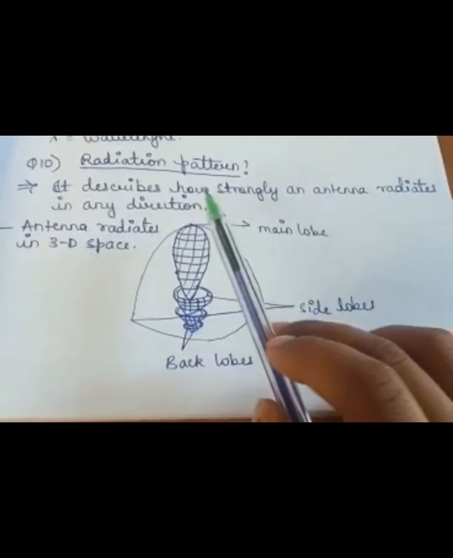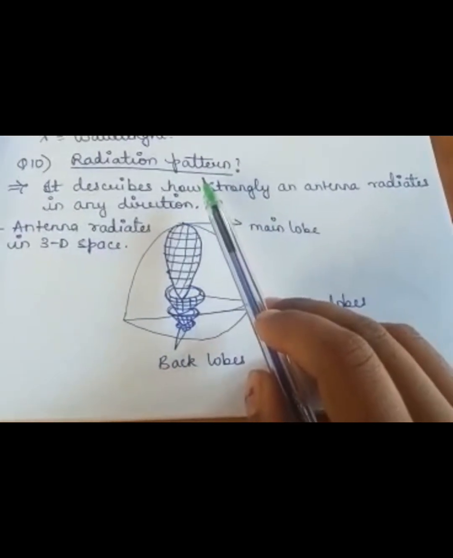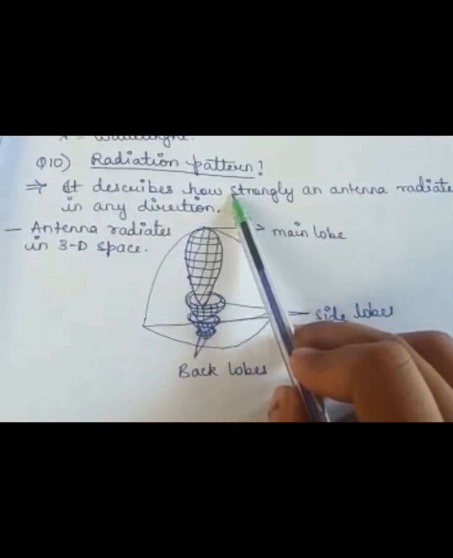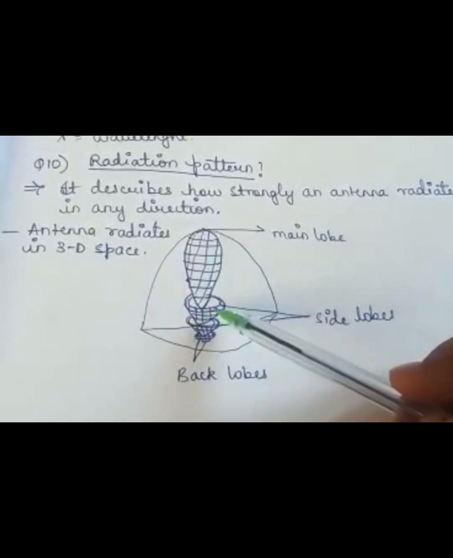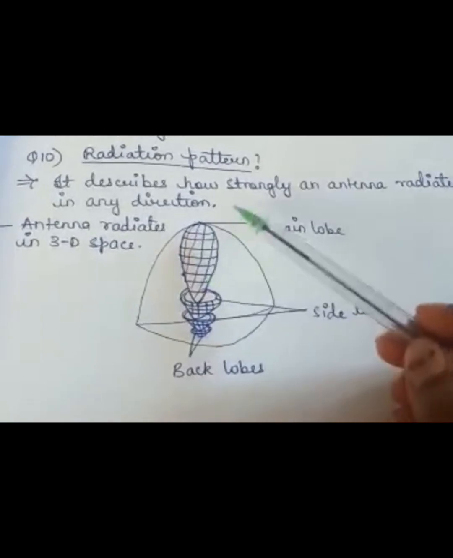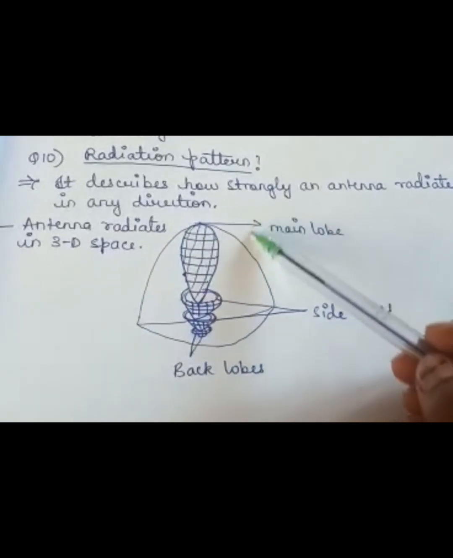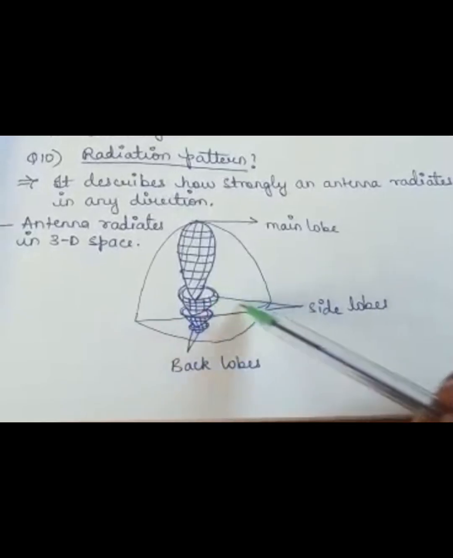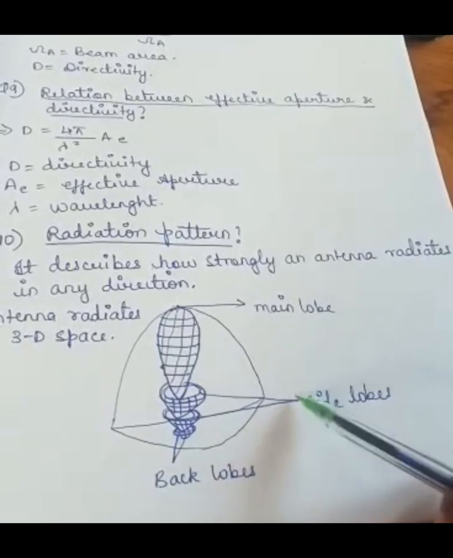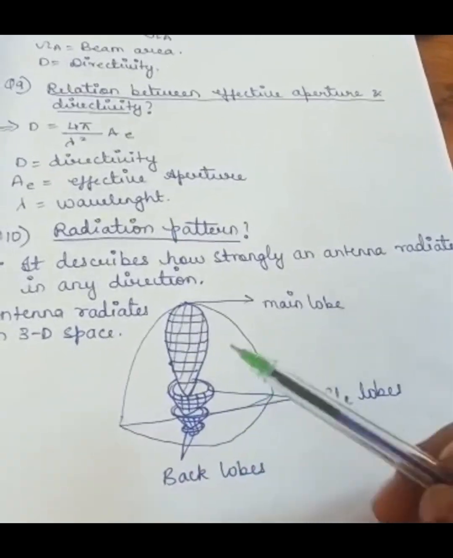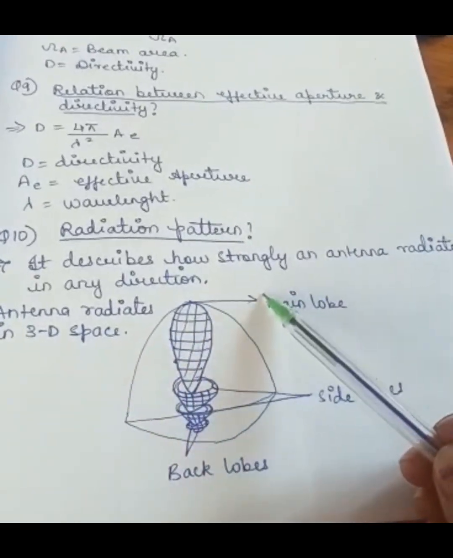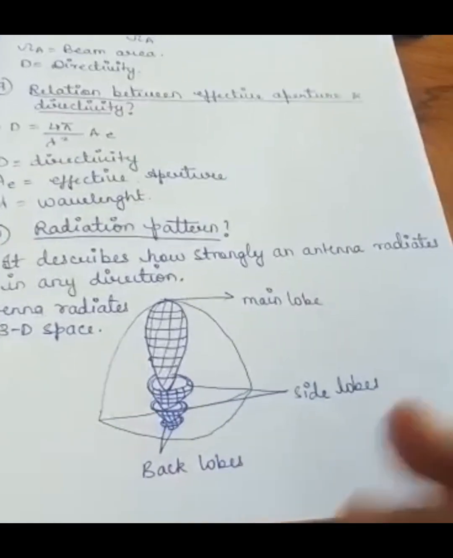Last question is, what is the radiation pattern? Radiation pattern of the antenna describes how strongly an antenna radiates in any direction. So the antenna radiation in the 3D space can be taken as the below diagram. This is the major lobe where the antenna radiates very strongly, and these are the side lobes and these are the back lobes. In comparison of the main lobe, the side lobes and the back lobes of the antenna radiate less. So the main lobe is the part where the antenna radiates very strongly in any direction.